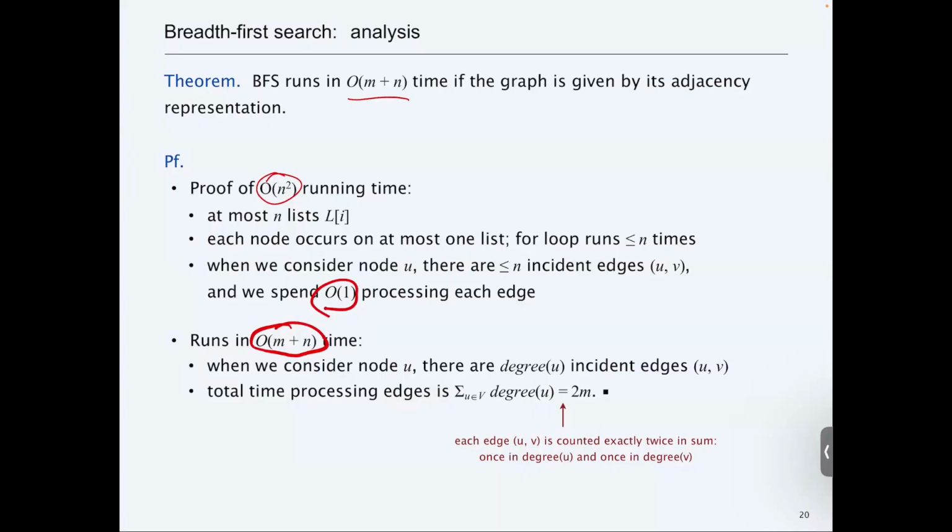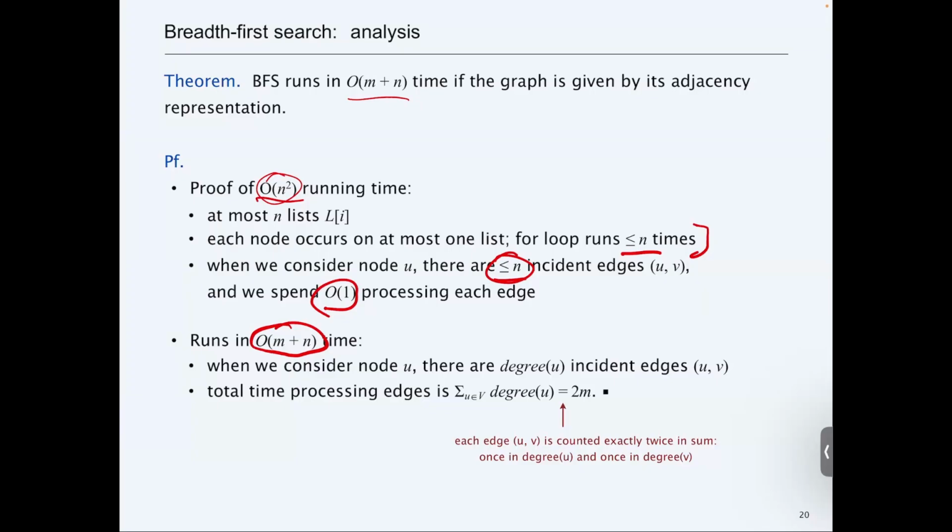So just a quick summary of the top one. Each node occurs in at most one list, and we have a for loop that's running at most n times. And when we're considering a node, it has at most n incident edges. So we have a for loop that's going through all of our vertices, and all of the vertices can be connected to, at most, all of the other vertices. Well, that ends up giving us n squared. But one of the nice things about breadth first search is that it's actually quite efficient.